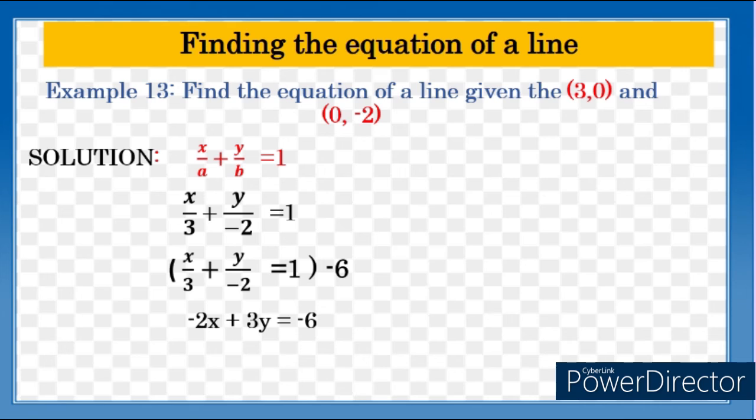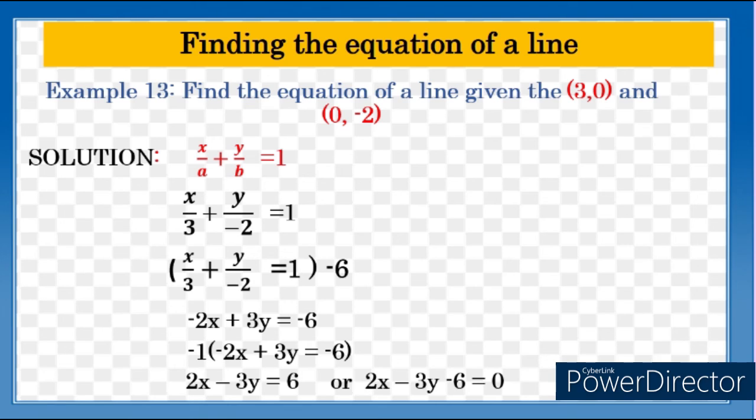So we need to multiply both sides by negative 1 kasi di po pwede na magkaroon tayo ng negative na value ng x. It is always positive. So we have negative 1 times negative 2x plus 3y is equal to negative 6. So we have 2x minus 3y is equal to 6 or 2x minus 3y minus 6 is equal to 0. Okay? Ganyan po gagamitin ha kapag 0, 0.